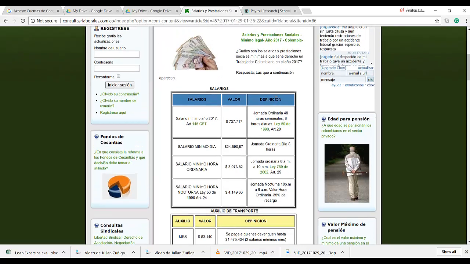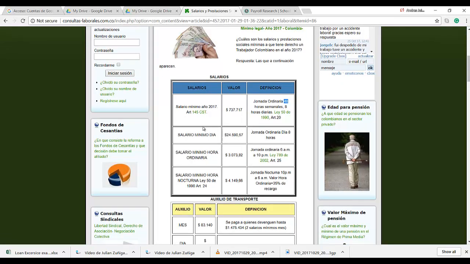So the first thing is understanding what the minimum wage is this year. This year it is 737,717. This is what is paid as the minimum wage. It is a 48-hour a week duty, divided into 8 hours a day, okay? This is according to the law.